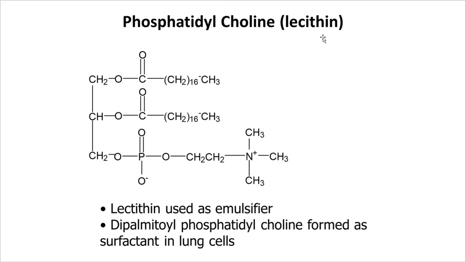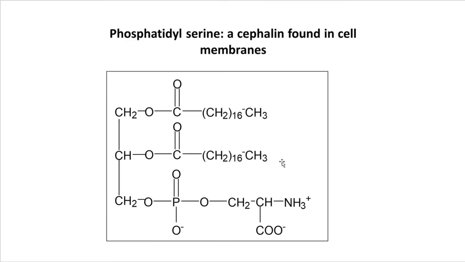Phosphatidylcholine, in other words, lecithin, is the one that is presented here. The lecithin is used as an emulsifier. Dipalmitoyl phosphatidylcholine is formed as a surfactant in lung cells. Here we have a cephalin found in cell membranes.